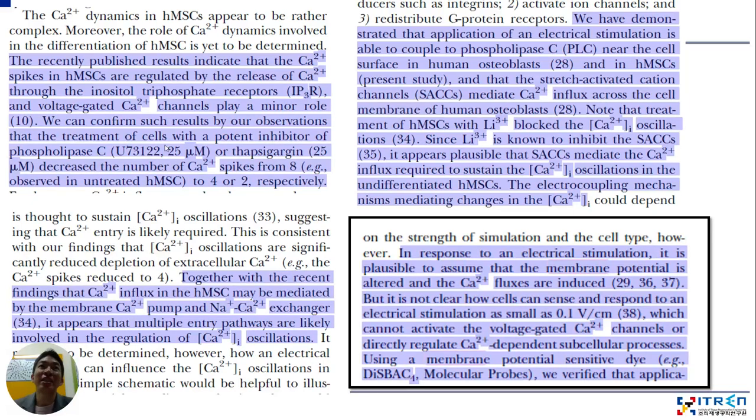We can confirm such a result by our observation that treatment of cells with a potent inhibitor of phospholipase C or thapsigargin decreased the number of the calcium spikes from 4 to 2, respectively. This phospholipase C inhibitor and thapsigargin are both inhibitors related to this IP3R pathway.